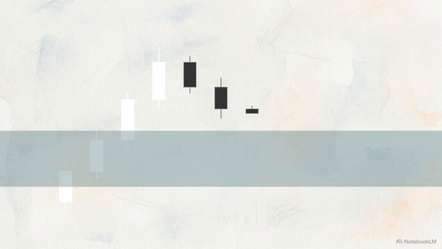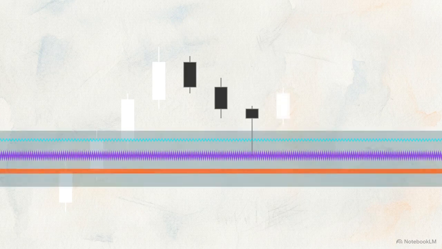An institutional framework treats these pullbacks as a distribution of force. The ribbon acts as a buffer, designed to absorb the momentum of localized profit-taking without compromising the underlying trend.